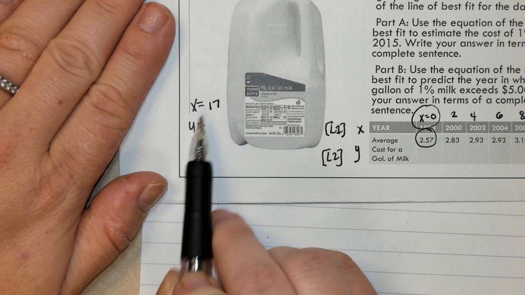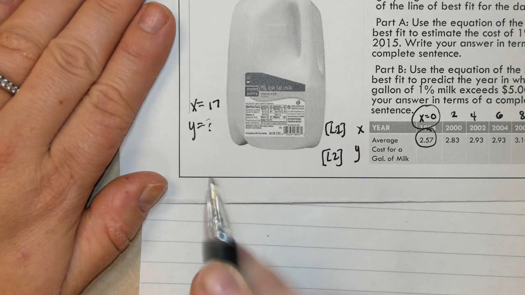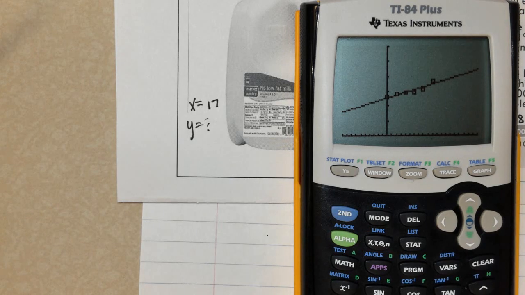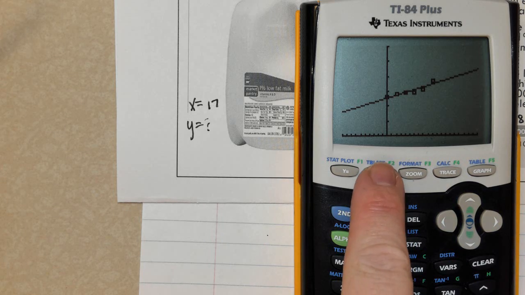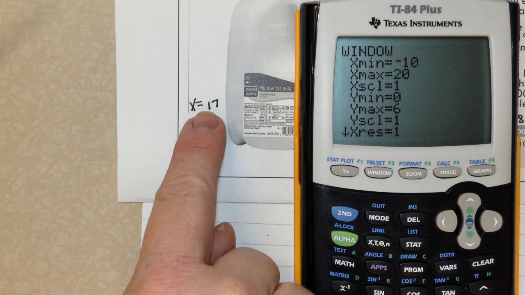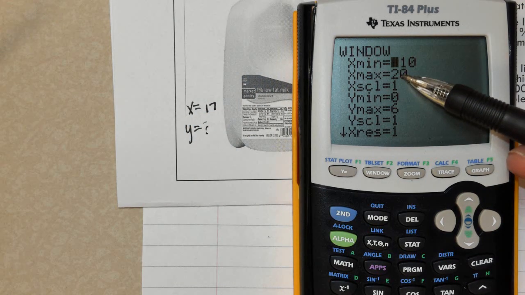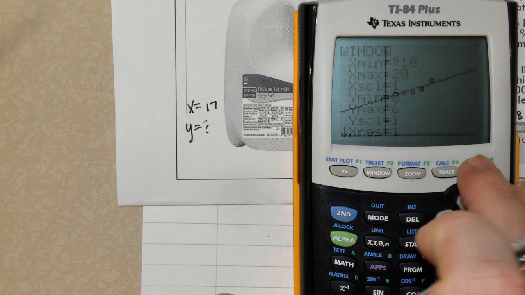So we're given the X, we want to find the Y. As a reminder, it's much easier when you're given the X to find the Y. Before I do anything, here's what I want us to look at. I want you to go to Window. Right now, does our window go to at least 17? It sure does. If it didn't, I would adjust it. Go back and hit Graph.